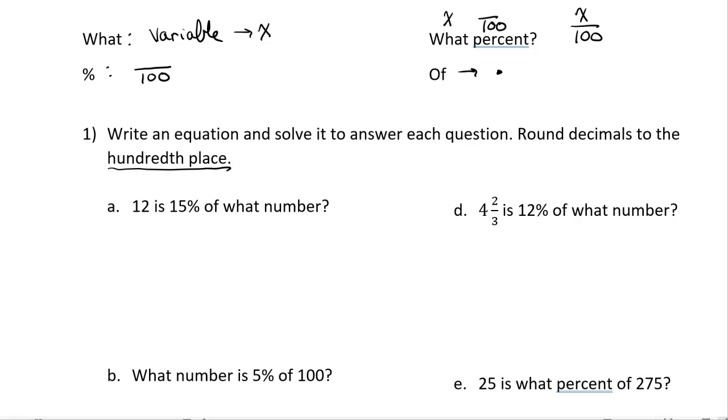So for the first one, we have 12. Ooh, and I left out this very important one. That is. And that is always your equal sign. So don't forget that one. All right, so we have 12 is 15%. Well, we know that the percent is something over 100, so we get 15 over 100. Of is multiply, and what number is X? See how nicely that lays out?